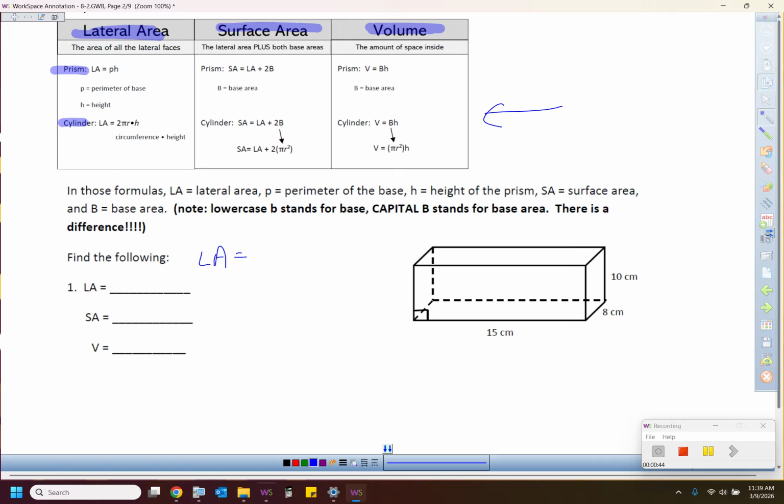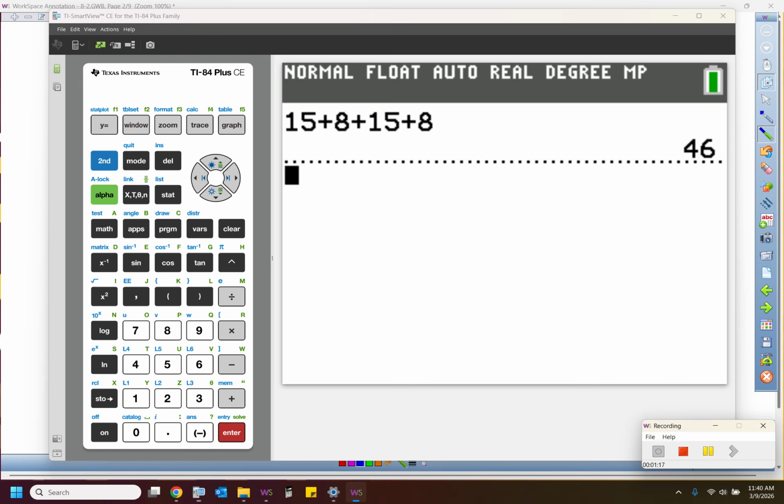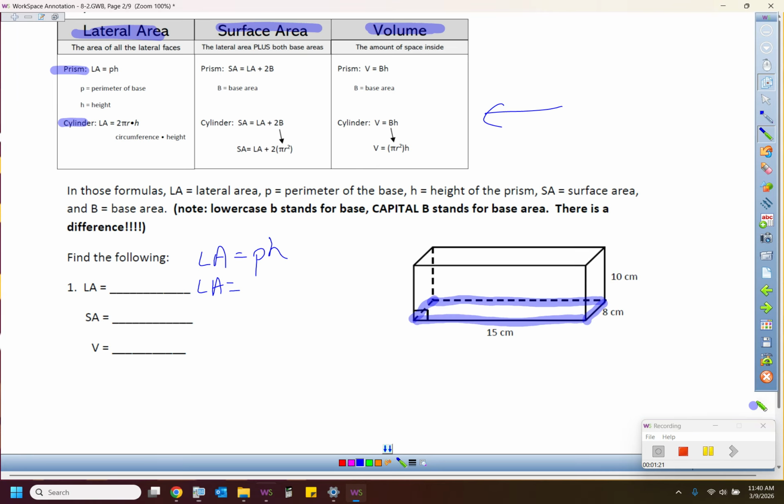So lateral area of a prism is perimeter of the base times the height. I'm not a big fan of saying pH. I'm happy that you know that, but we'll call P the perimeter of the base and H the height. So we'll bring these down. Perimeter of the base, we'll grab a calculator and add this up. It's 15 plus 8 plus 15 plus 8, right? I got 46 for the perimeter of the base. And then the height of that prism is 10, right? So we'll write that down.